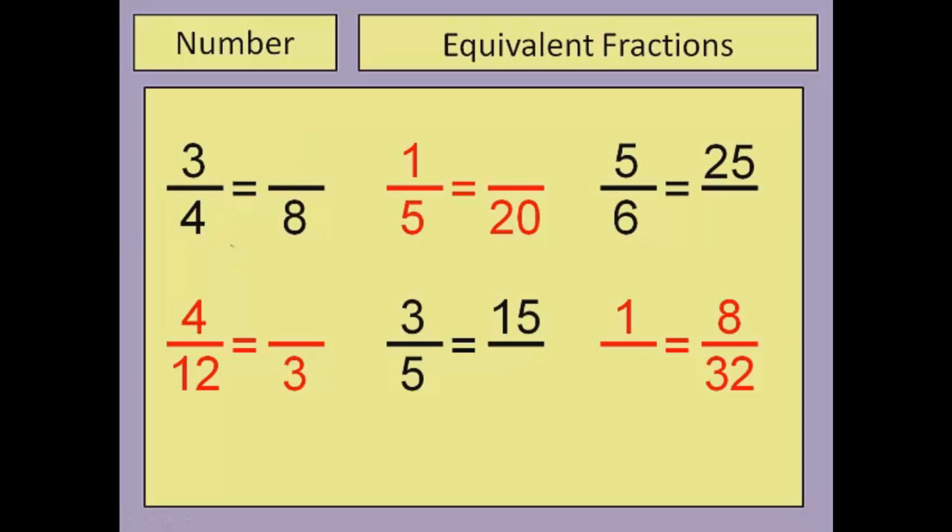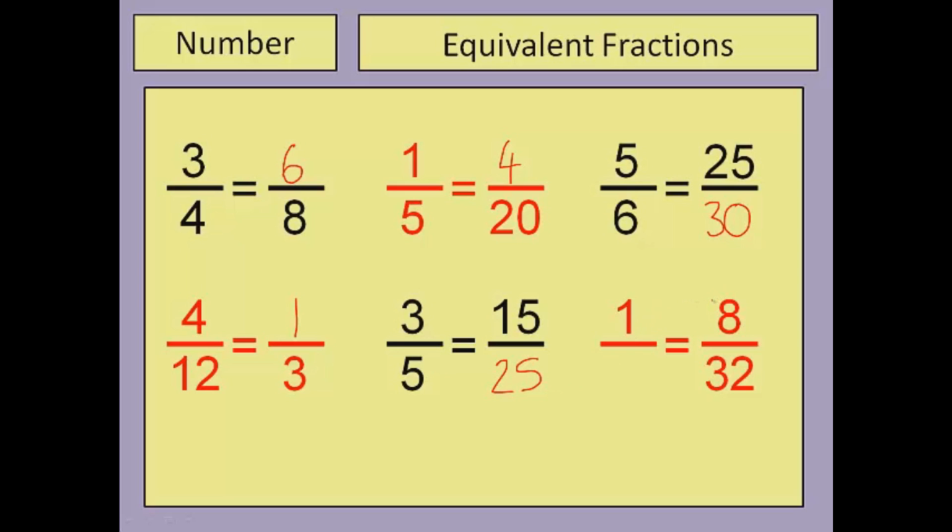Okay, here are the answers. For this first one, you're multiplying by 2, so 3 times 2 on the top is 6. For this next one, you're multiplying by 4, so 1 times 4 is 4. For this next one, you're multiplying by 5, and 6 times 5 is 30. This next one down here, you're actually dividing this time, because it's 12 to get to 3. You divide by 4, so 4 divided by 4 is 1. This next one is multiplying by 5. 5 times 5 is 25.